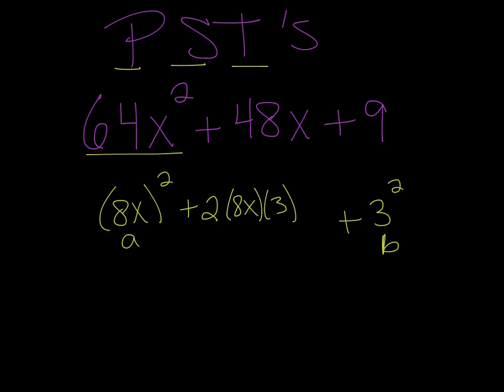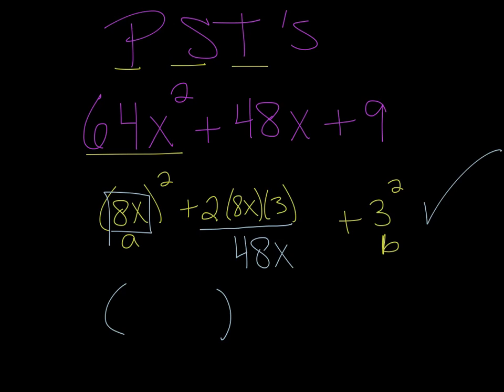But let's check out the middle. So 2 times 8x times 3, well, 2 times 8 is going to give me 16. 16 times 3 is going to give me 48x. So yes, it's in this form. It's a perfect square trinomial, which means we can factor it into a plus b squared. So we get 8x plus 3 quantity squared. So what these tricks really are just shortcuts, essentially.